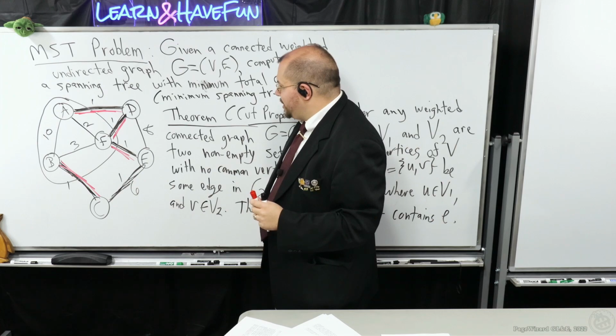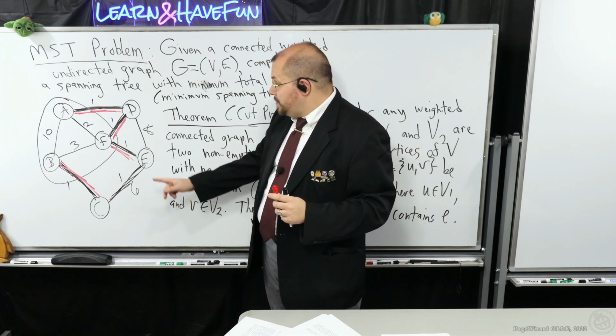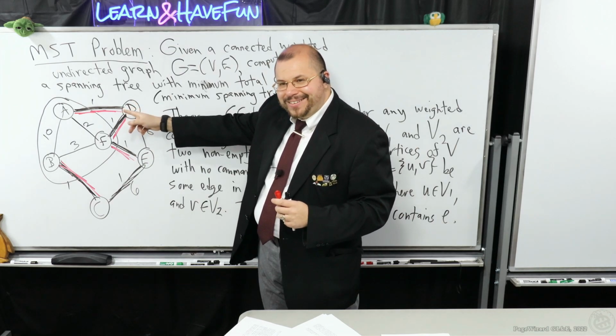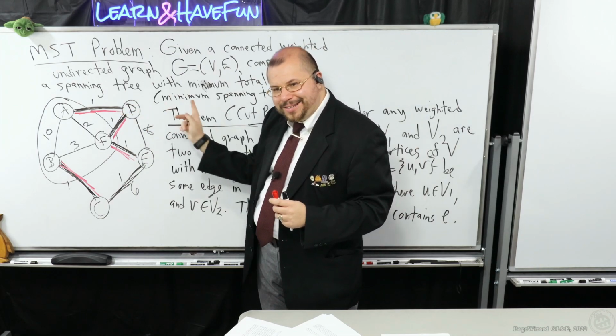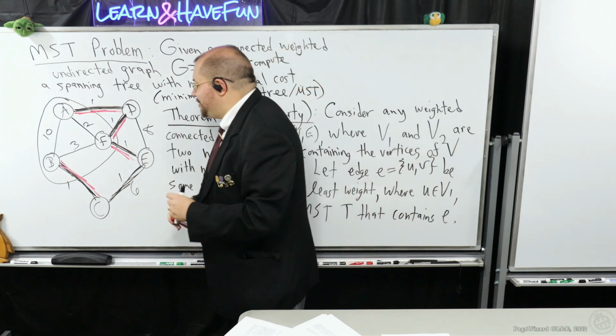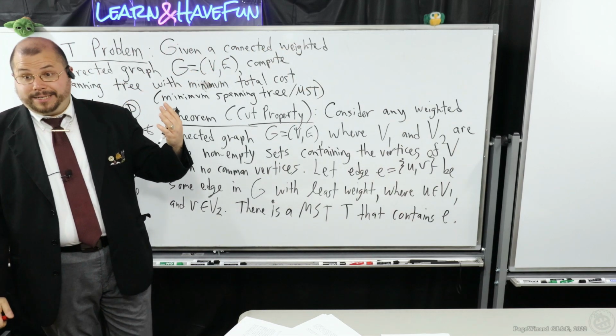So I think I got all the edges. Those are all the edges for which one of the endpoints is in V1 and the other one's in V2. So those are all the possible what we call cut edges.